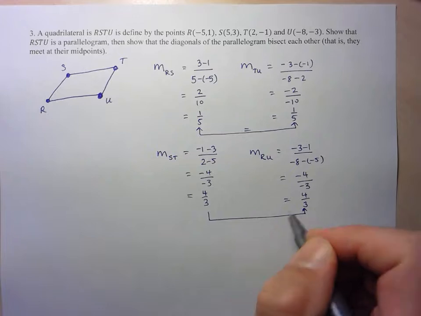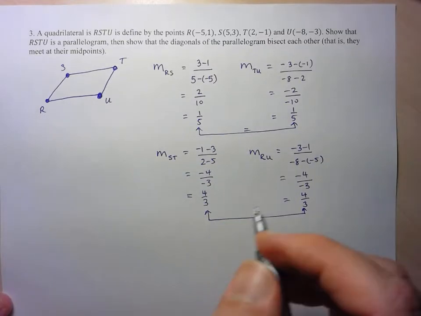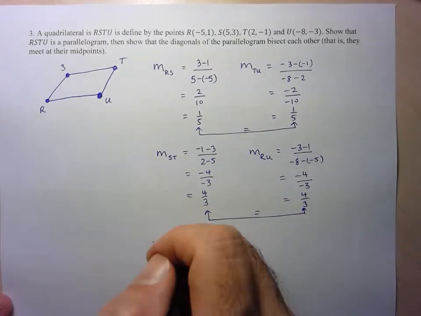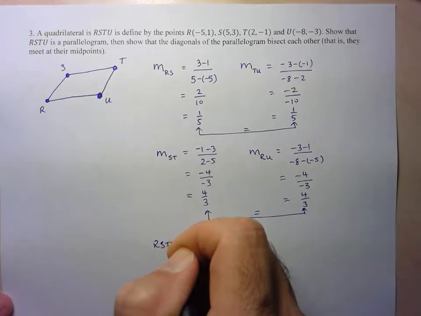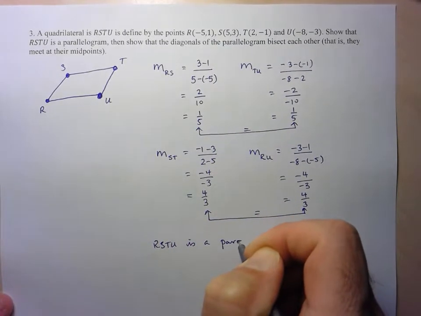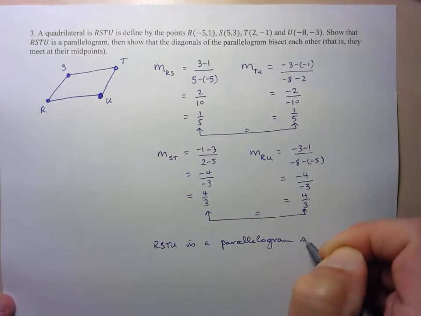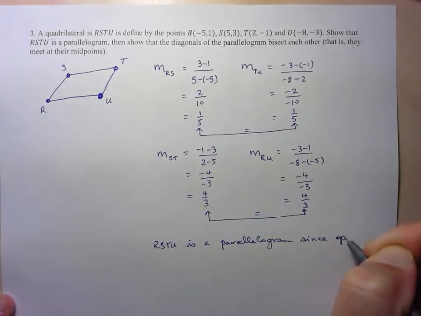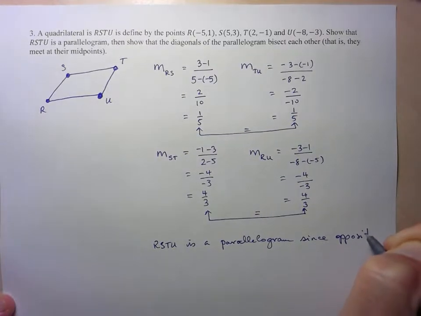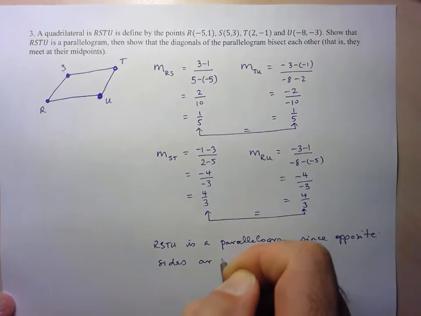Since these two slopes are also equal, these sides are parallel. So here we can put a concluding statement. We can say RSTU is a parallelogram since opposite sides are parallel.